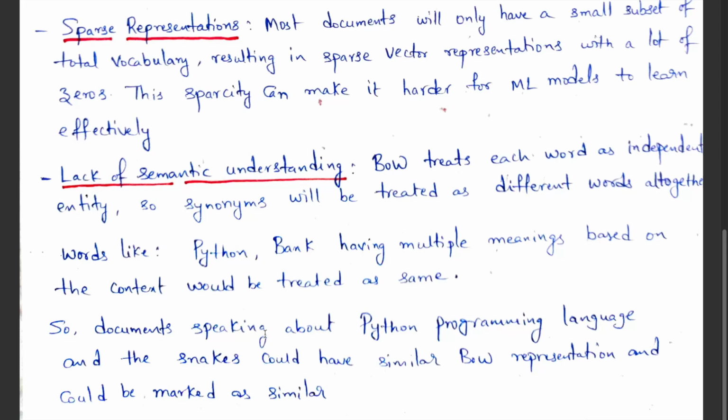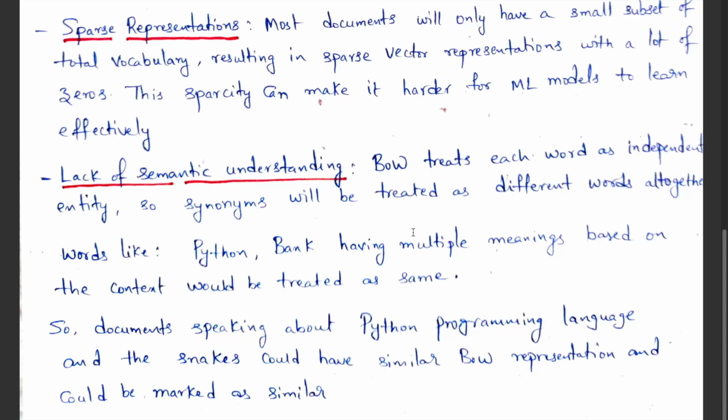So if you have documents speaking about the Python programming language, and also a few documents that are speaking about snakes, where Python has appeared a lot of times, then the bag of words representation for both the documents would be closer, because in both the documents the word Python would appear a lot of times, its frequency would be high. When we calculate the similarity score, both the documents might appear to be similar based on the similarity score using this bag of words representation. So it would also confuse the machine learning models while learning.